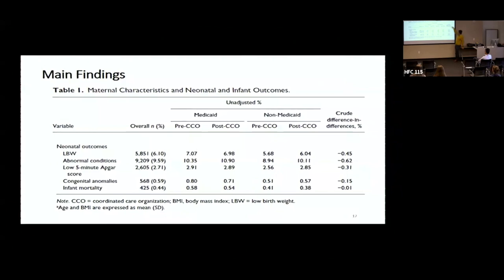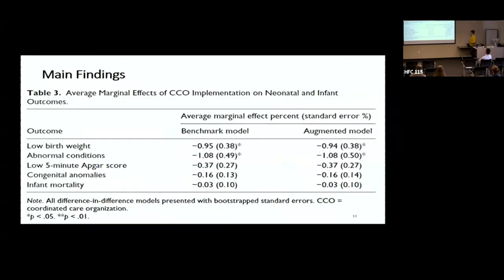This crude difference in differences captures the effect of CCO not adjusted for anything yet. And we see all negative, meaning that, even before we consider statistical significance, CCO seems to have a beneficial effect on these neonatal outcomes. Because these are all something bad, negative means we're improving. We estimated two models, our benchmark model and our augmented model, almost the same, except that the augmented model included the prenatal care variable. We find significant results for the short-term effect outcomes, low birth weight and abnormal conditions. Other variables are always negative, although not significant.